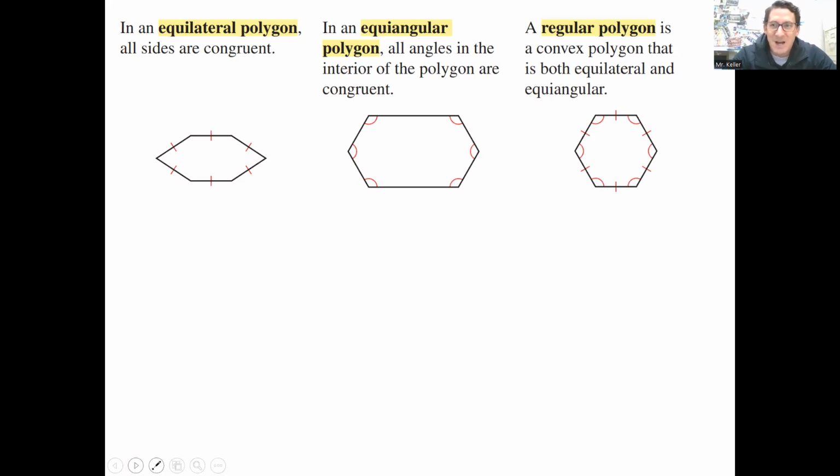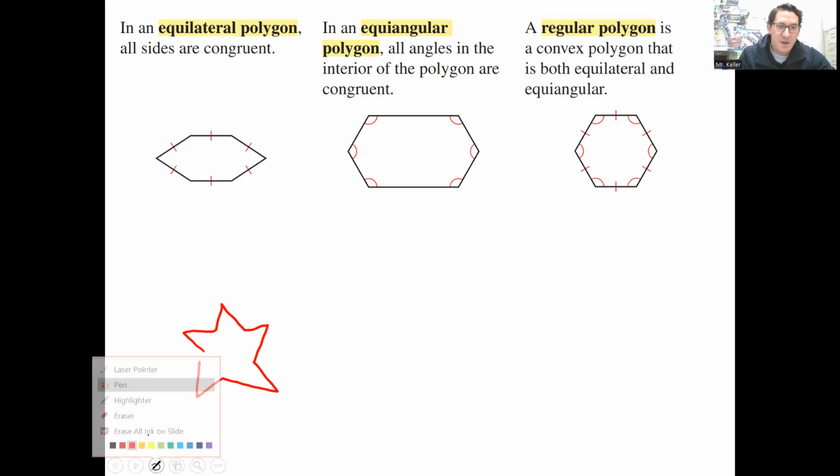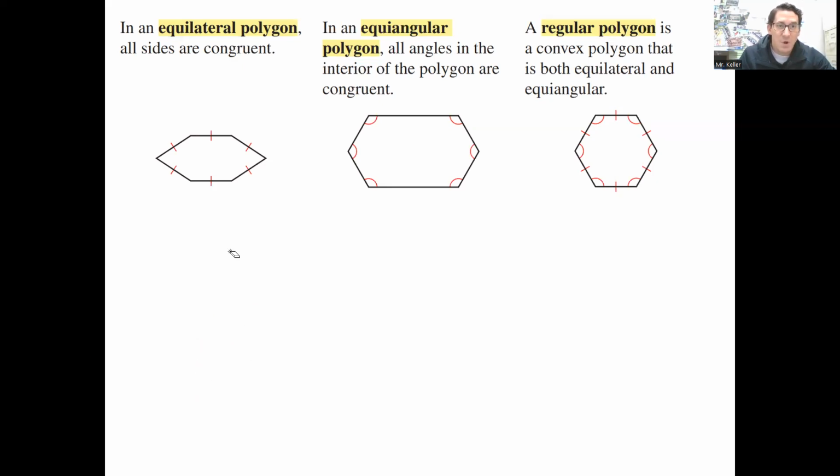We're going to be dealing with convex polygons, so we're not going to have any sides that are coming in. The most common example of a concave polygon that we wouldn't see would be a star, right? Sorry for my crappy drawing here, but that has sides coming in, so it's concave. We're not going to be dealing with that. We're only going to be dealing with convex here.